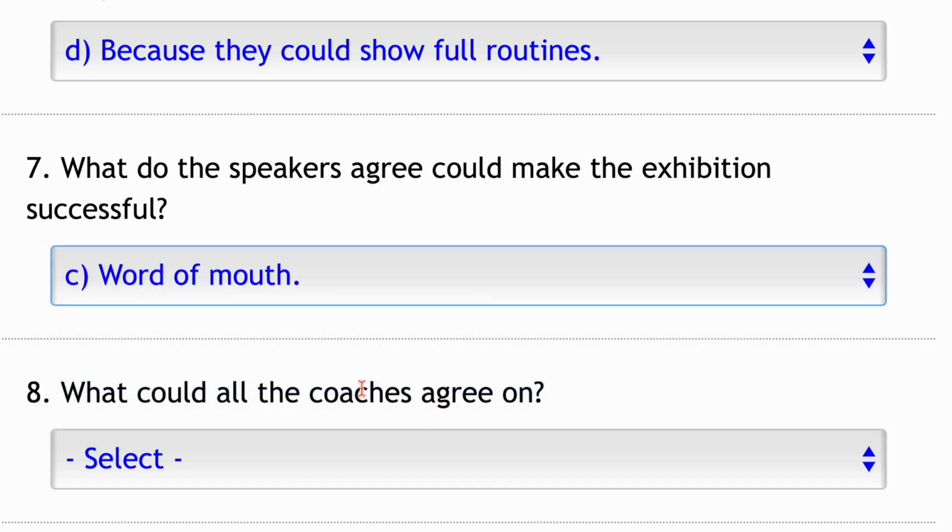So, looks like word of mouth. Word of mouth means parents talk to each other, or they will talk to each other. So they're talking, that's how more people will know about it.